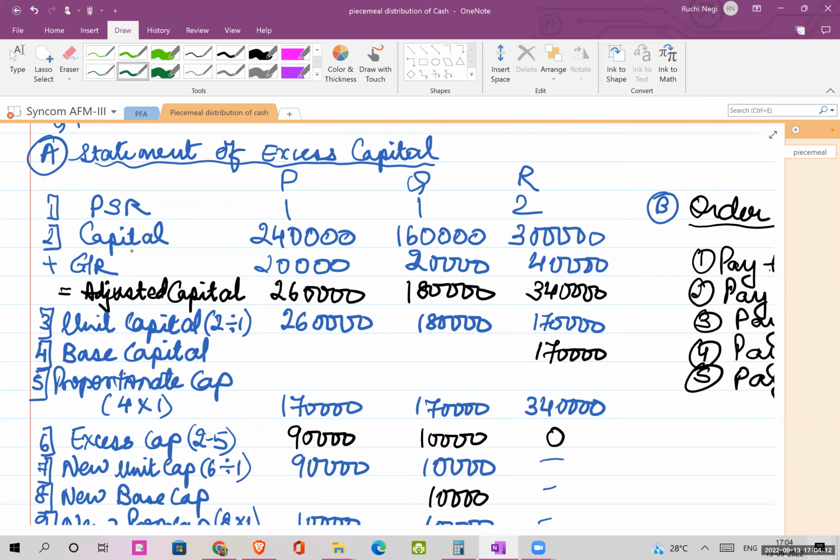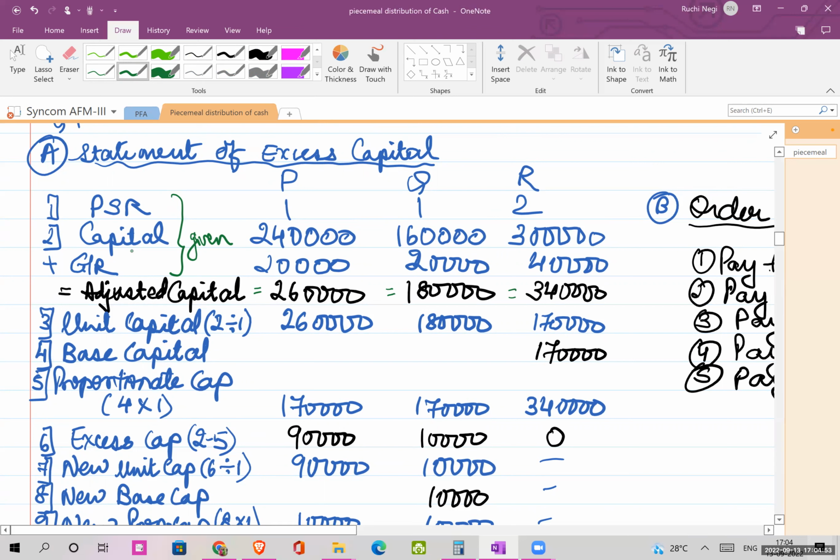Okay, so we have the PSRs with us. It is 1:1:2, which is given in the question. So these three pieces of information are given in the question: your PSR, your capital, and the general reserve that will be added to your capital, which will give you your adjusted capital. Okay, so 2,40,000 of capital, add general reserve 20,000, it will give you 2,60,000. 1,60,000 is Q's capital, add general reserve 20,000, it will be 1,80,000. 3 lakhs, add 40,000 general reserve, my adjusted capital will be 3,40,000.